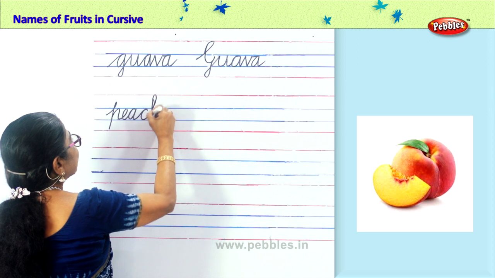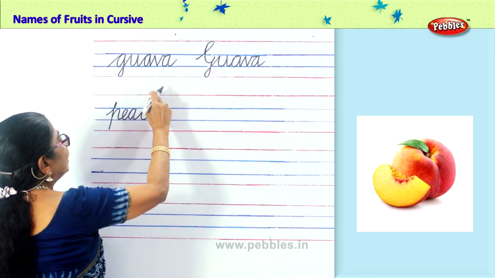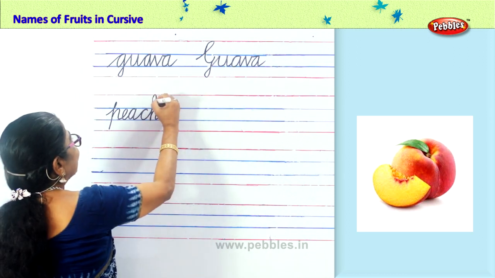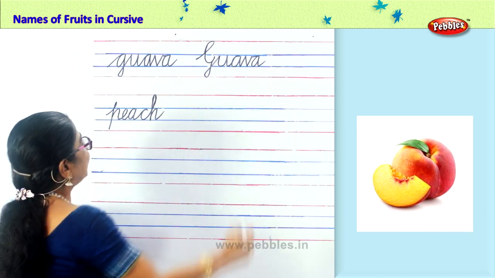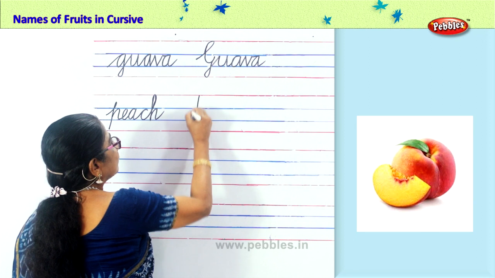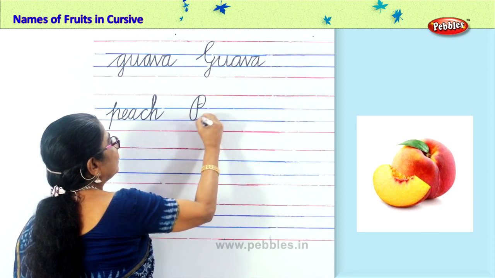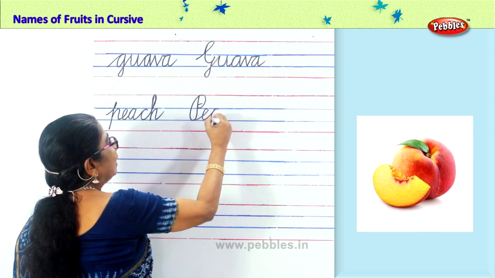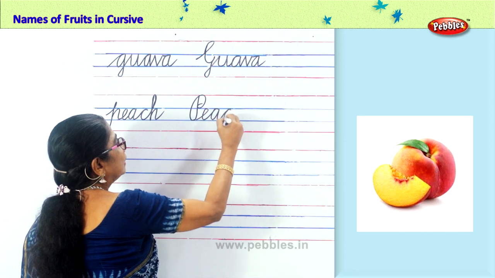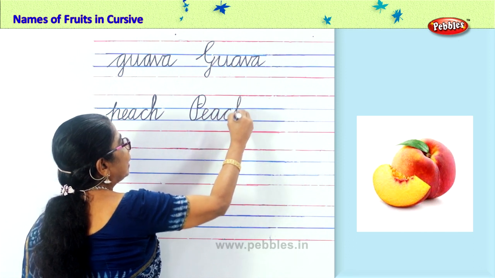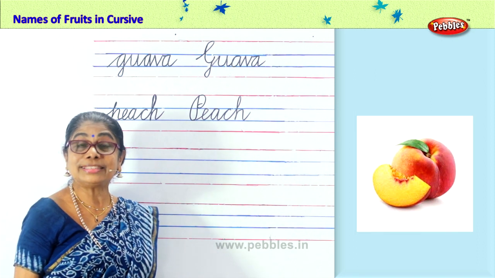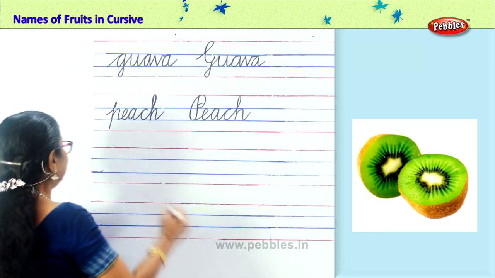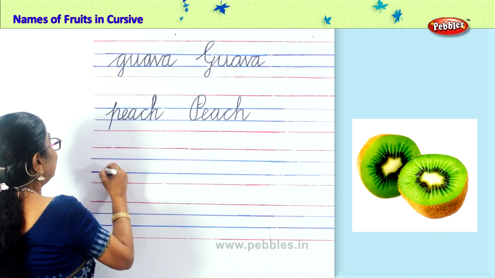Peach. Alright? Let's write P capital. Shall we? P, E, A, C, H. It's a nice crunchy fruit. Next, kiwi. That's a lovely fruit too.